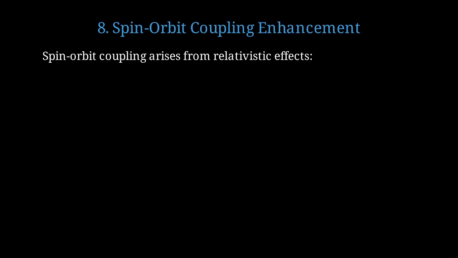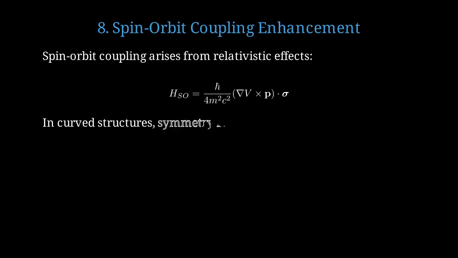Curvature dramatically enhances spin-orbit coupling, enabling new spintronic phenomena. Spin-orbit coupling occurs when an electron moving through an electric field experiences an effective magnetic field in its rest frame. The spin-orbit Hamiltonian contains the gradient of potential crossed with momentum, dotted with the Pauli matrices, capturing how orbital motion couples to spin. In curved nanostructures, the broken symmetry and strong electric fields from strain dramatically amplify spin-orbit effects.